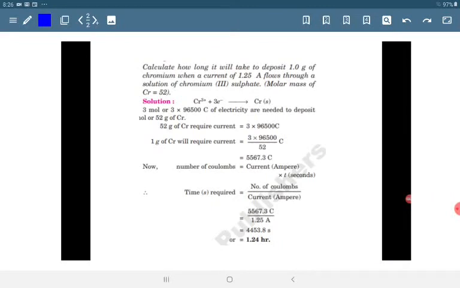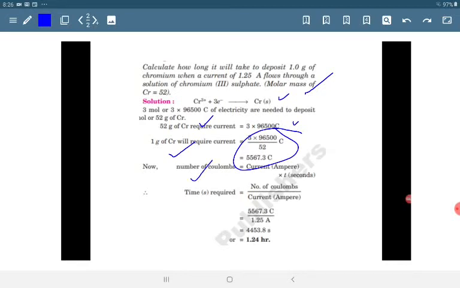Next numerical is: calculate how long it will take to deposit 1 gram of chromium when a current of 1.25 ampere flows through a solution of chromium 3 sulfate. Molar mass of chromium is given as 52. The equation is Cr3+ plus 3 electrons gives chromium. From the equation we can say that 3 moles of electrons are required to produce 1 mole of chromium. That means 52 grams of chromium require charge equal to 3 into 96500 coulomb. So 1 gram of chromium will require charge equal to this, we can calculate.